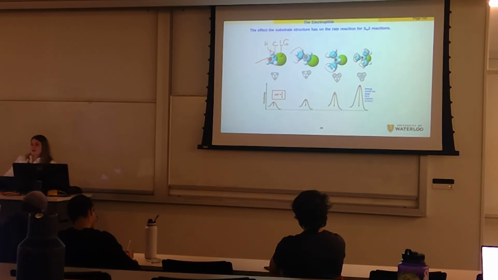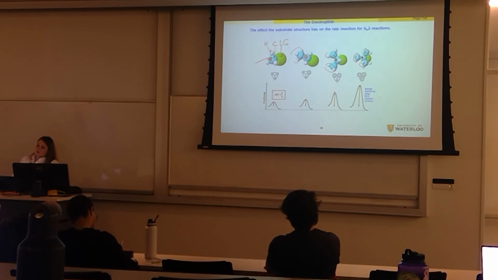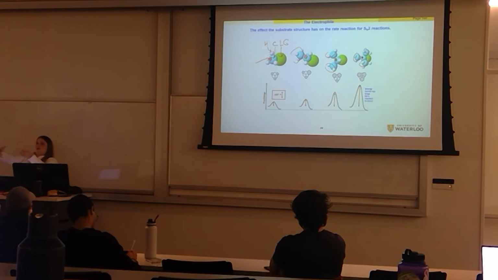And the more substituted your electrophilic center is, the higher the energy barrier for that reaction. And at some point, for tertiary, for example, it is so high that the reaction doesn't go, because it's physically impossible to take the nucleophile and put it there. It's theoretically impossible.